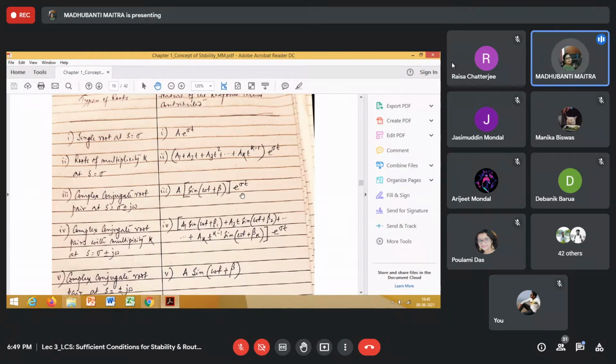Now let's consider a third order system. A third order system having a closed loop pole located at S equal to sigma and two complex conjugate poles located at sigma plus minus j omega. Since we are getting three roots, the system is a third order system.